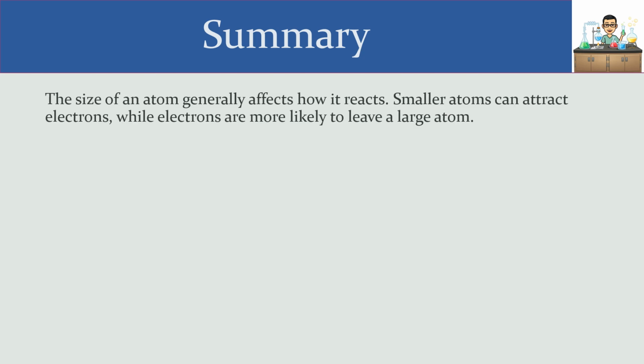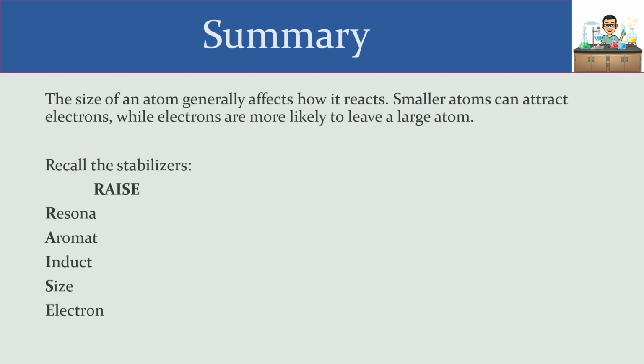And so, summarizing here, the size of an atom generally affects how it reacts. Smaller atoms are more capable generally of attracting electrons, and electrons are more likely to leave a large atom instead. And size, big picture, is one of the factors that can help stabilize molecules. So this is a mnemonic that I've mentioned repeatedly, and that is RAISE, R-A-I-S-E. Tonight we talked about the S in RAISE, but here are all of them together. And if you're interested, please check out the other videos that speak about the other stabilizers.